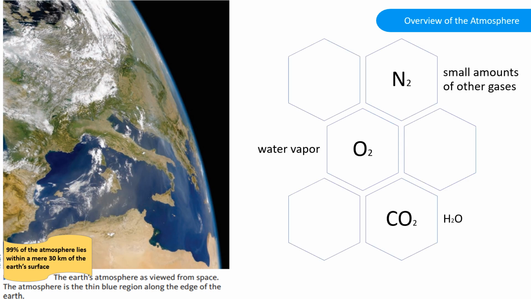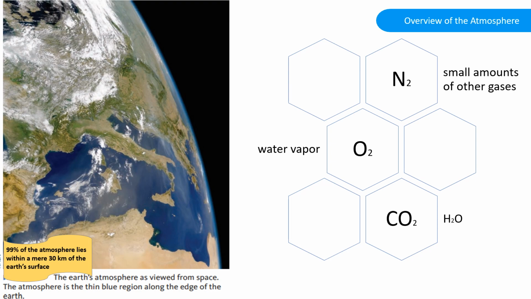And the composition of the Earth's atmosphere is different gases. First is nitrogen gas and oxygen, and we also have carbon dioxide and water vapor, which is composed of hydrogen and oxygen, as obviously water is composed of that, and other small amounts of gases.